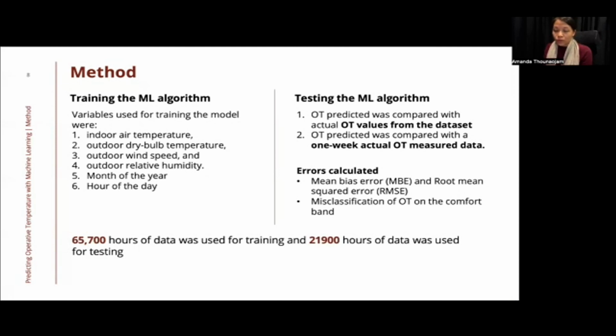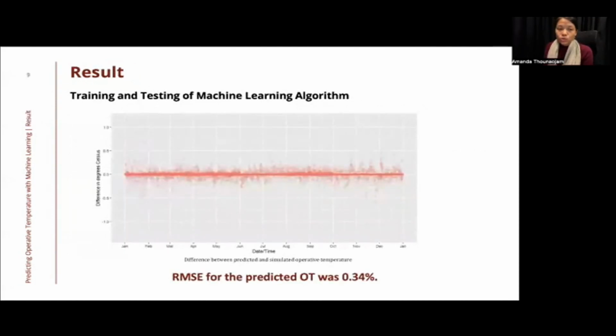So when we compared the measured OT and the predicted OT, we looked at two errors, which are the mean bias error and the root mean square error. We also looked at misclassification of whether OT lies within or outside the comfort band, the IMAC band that we looked at. So talking about the results, the random forest algorithm was used for machine learning. We found RMSE for predicted OT was 0.34%. The chart here shows the difference between predicted and the simulated operative temperature. You can see the x-axis is the month and the y-axis is the difference between the predicted and the simulated.